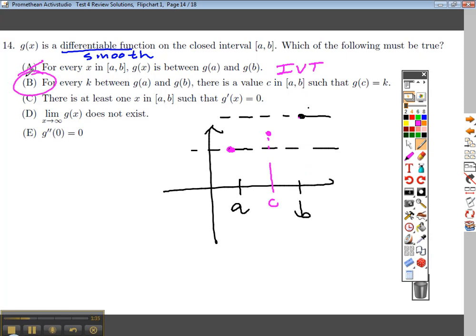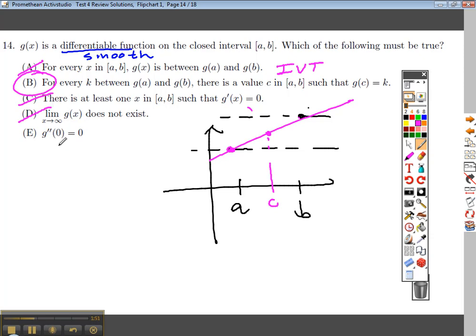Okay, let's look at the other ones though. There's at least one x such that g prime is 0, so it's saying that there's a point where it levels off. But I could draw a graph that has no point that levels off like that. There's never a derivative equal to 0. The limit does not exist at infinity. We don't know anything about that.